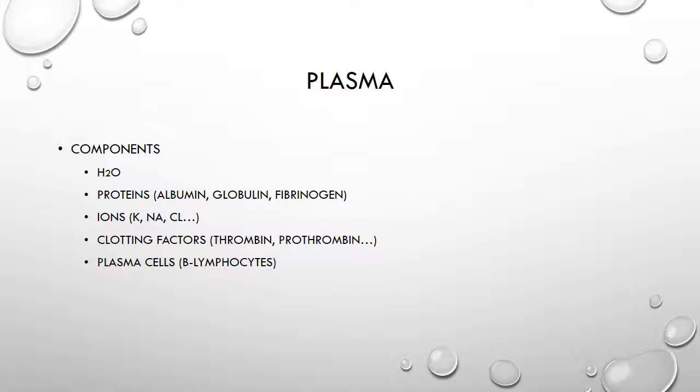In addition, with the plasma, we have those clotting factors, the thrombin, the prothrombin. All of those clotting factors are what take part in the clotting cascade. And of course, we have plasma cells. We have some cells in the plasma: the lymphocytes, right? The B lymphocytes. Those are the actual plasma cells throughout the bloodstream itself.